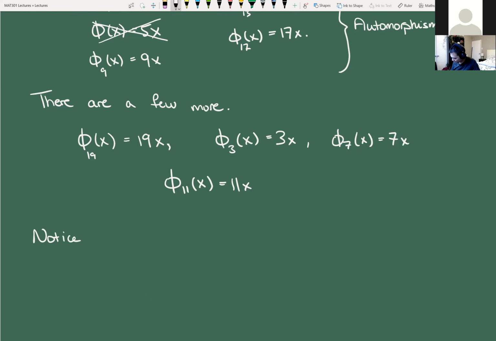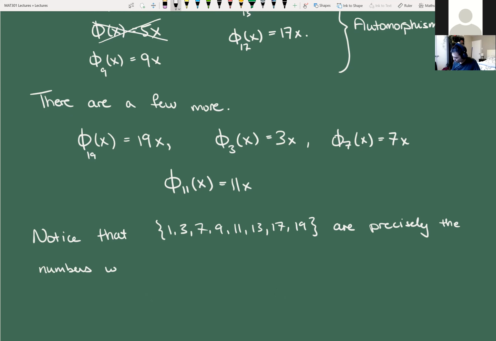So notice that 1, 3, not 5, right? Because it's not coprime. 7, 9, 11, 13, not 15, 17, 19 are precisely the numbers which are coprime to 20. Okay, so that seems like that's probably a cool thing that we could generalize.